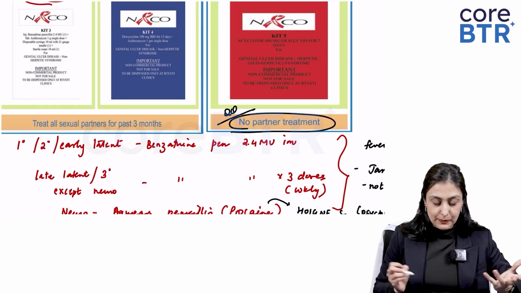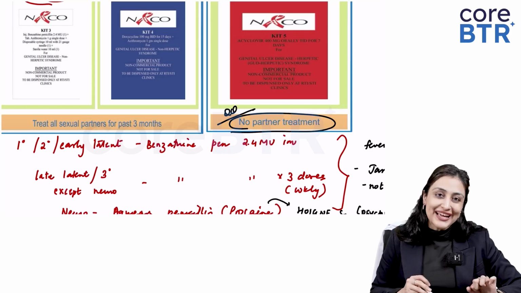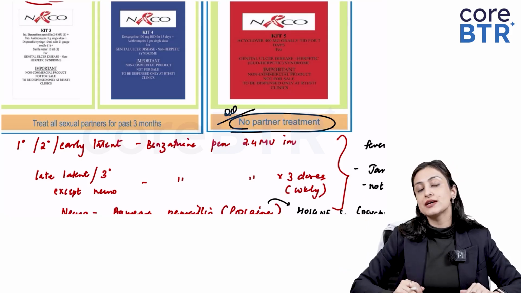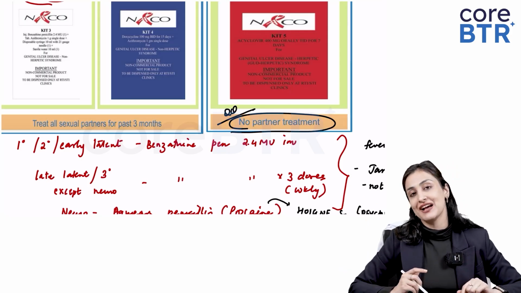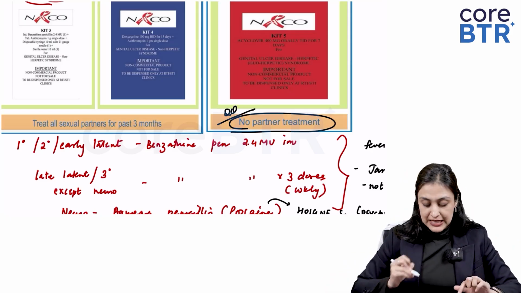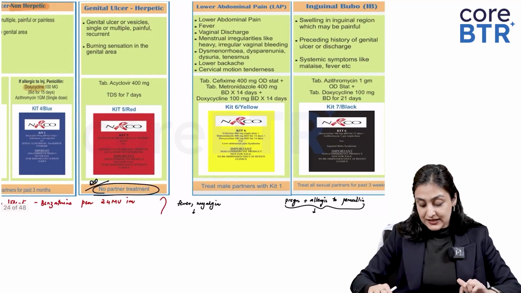For ulcers, all partners for the past 3 months we have to treat, and that makes sense. Remember, 9 to 90 days is the incubation period. So everybody who has come in contact for 90 days we'll have to treat. Yeah, so that's how you integrate concepts. You don't have to memorize it. So no partner treatment.